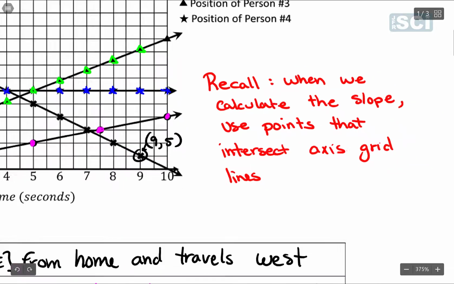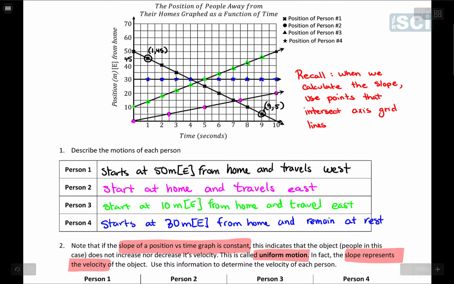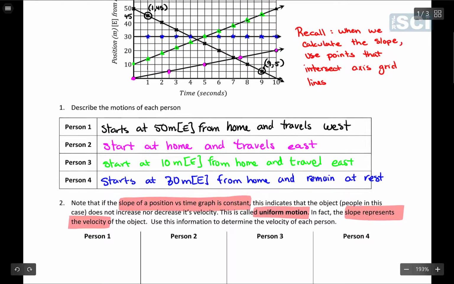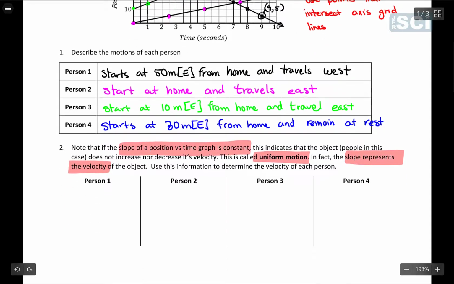Okay, and that's just a memory tool for us so that we don't make any mistakes when we're actually calculating slopes. I'm also going to use points on the actual line of best fit, not my data points, if I can. But in this case, my 2 points that are on my line of best fit are in fact data points as well, which makes life easy.